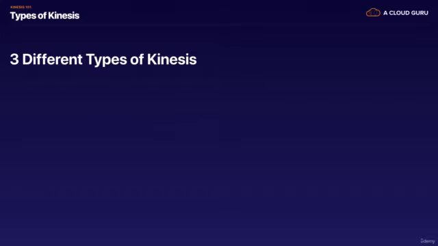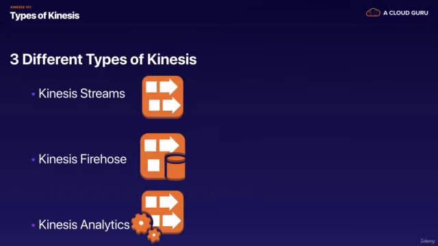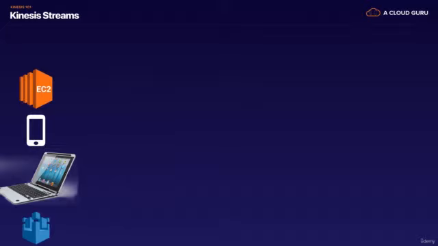And we have three different types of Kinesis. So we've got Kinesis Streams, we've got Kinesis Firehose, and we've got Kinesis Analytics. And for the exam, you are going to need to understand the three different types of Kinesis and what you should use where. So let's start with Kinesis Streams.